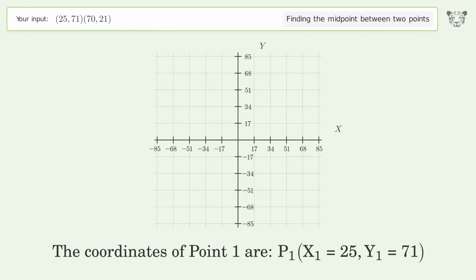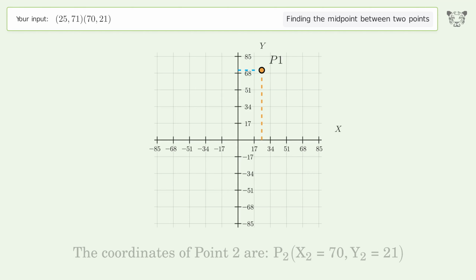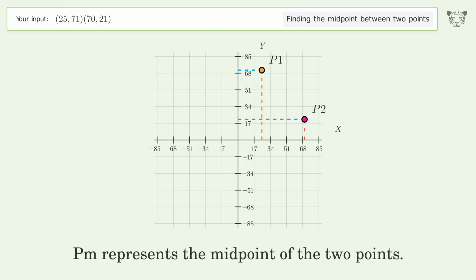The coordinates of point 1 are x1 equals 25, y1 equals 71. The coordinates of point 2 are x2 equals 70, y2 equals 21. PM represents the midpoint of the 2 points.